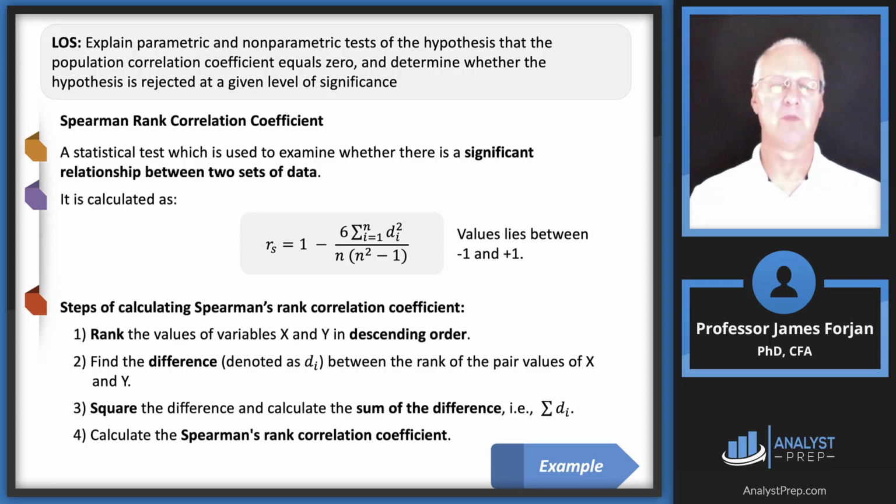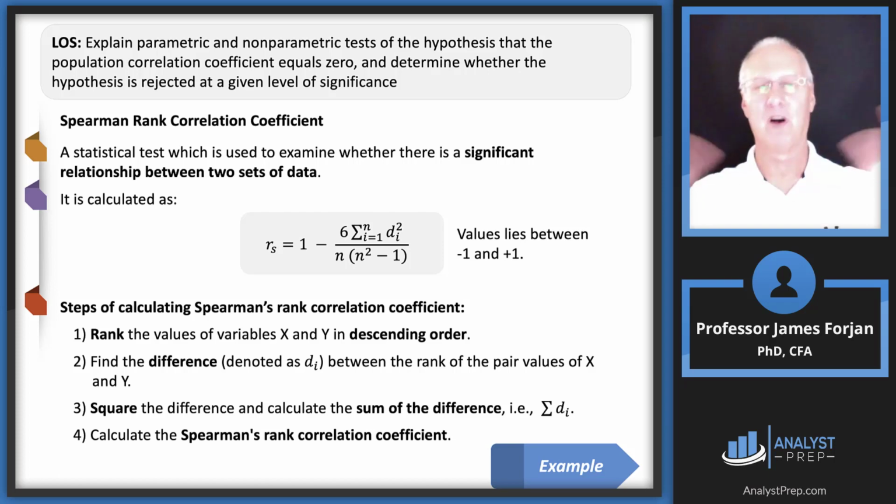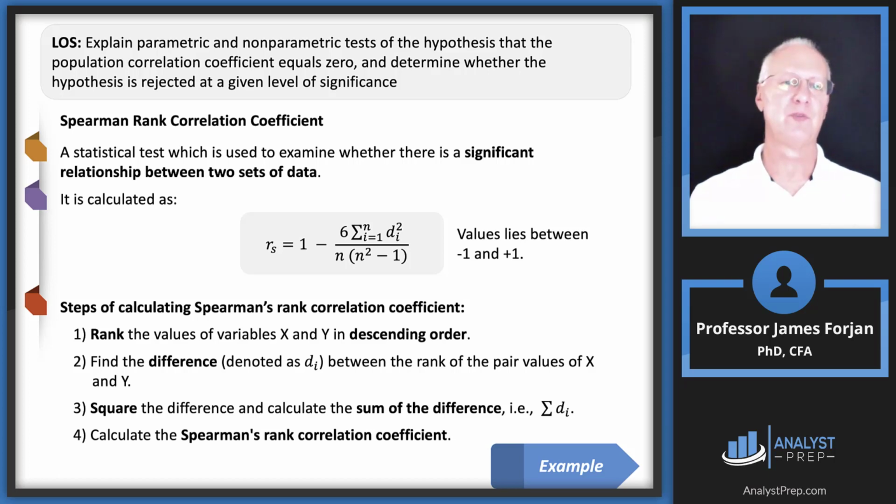Sometimes we want to determine the strength and the direction of a relationship between two variables that may or may not involve things like the mean and standard deviation. So notice this Spearman rank correlation coefficient. Notice what we have in bold: significant relationship between two sets of data.